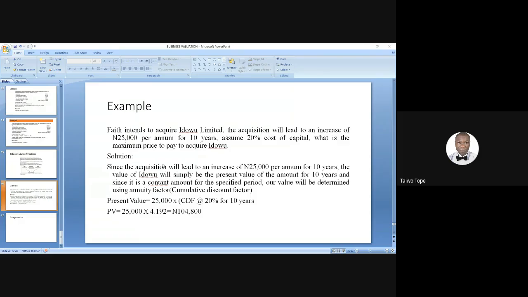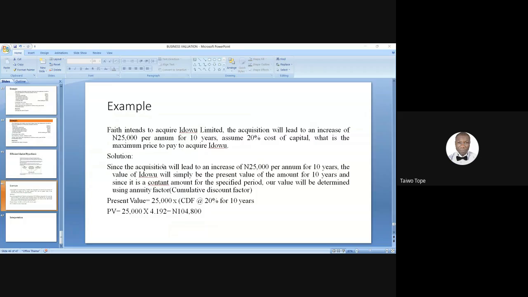The question says that Faith intends to acquire Idowu Limited, that the acquisition will lead to an increase of 25,000 naira per annum. So for year 1 to 10, there will always be an increase of 25,000 naira when Faith acquires Idowu. Now, the question is telling us to assume 20% cost of capital. What will be the maximum price to pay to acquire Idowu?